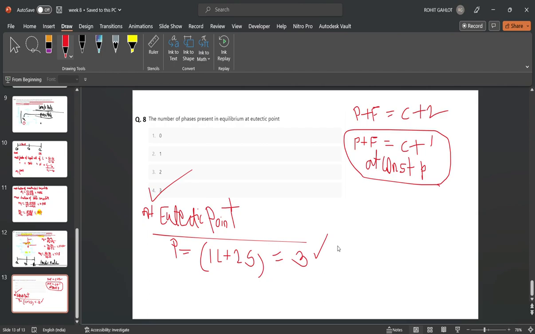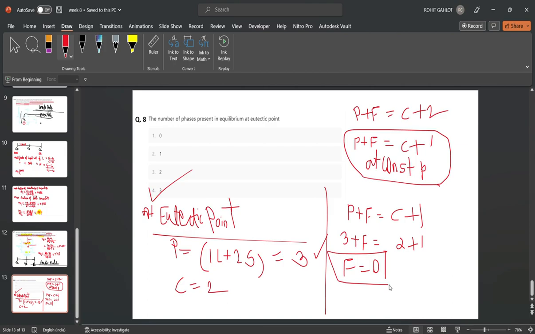Now we know that the number of phases is 3, and for a binary system the number of components is 2. So it can be written as P plus F equals C plus 1. This becomes 3 plus F is equal to 2 plus 1. The degree of freedom comes as 0.